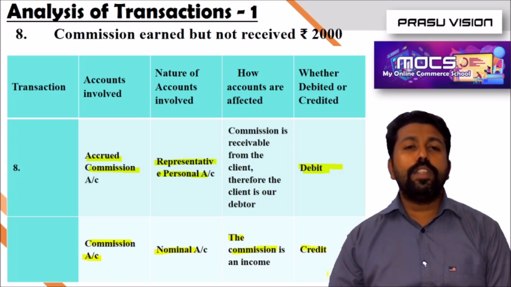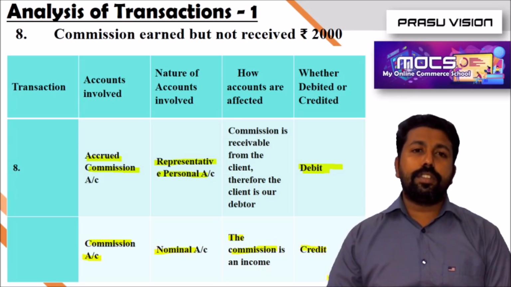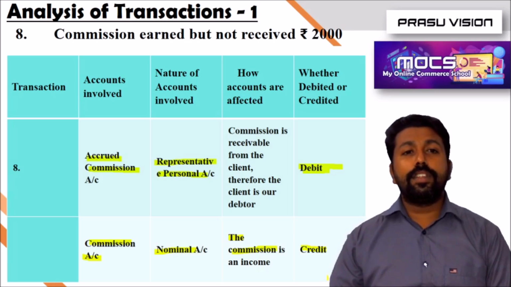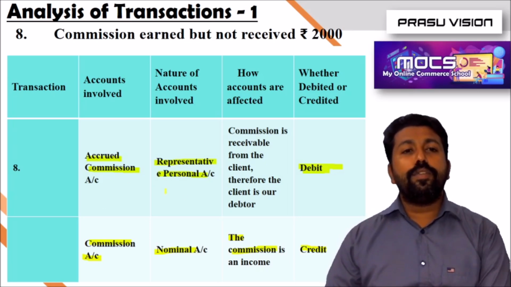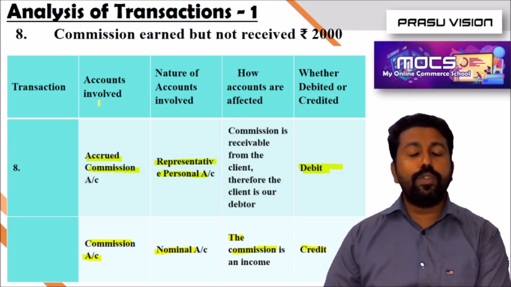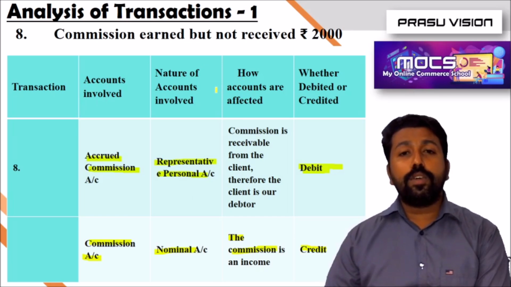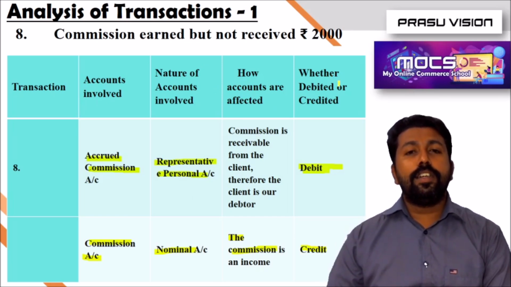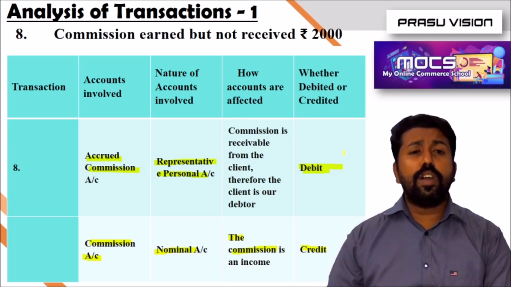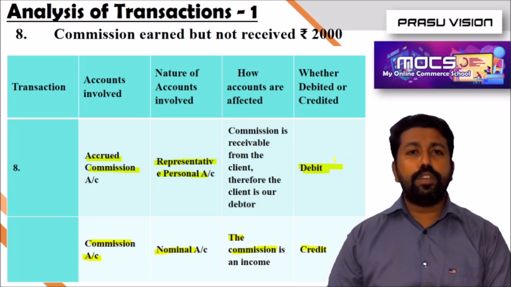So depending upon these transactions, we have analyzed and found out what is the debit and what is the credit. Remember all these aspects. First of all, we have to identify the accounts involved, what is the nature of the account, and how the account is affected. And after that, we have to give the debit and credit. So this is the concept of the traditional approach.